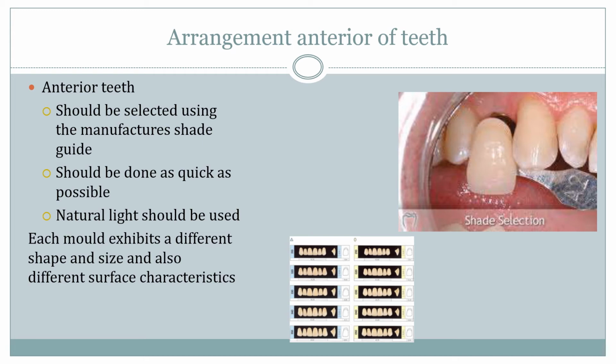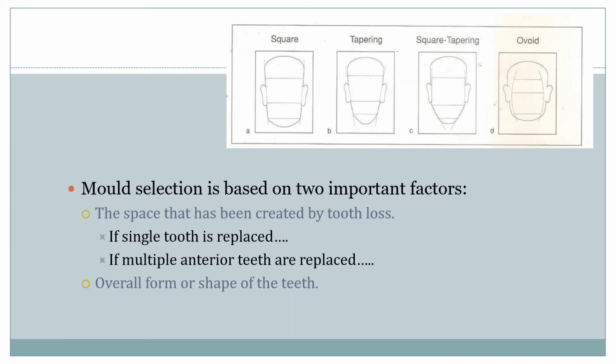So based on the shape of the face, we have four main different shapes that we see: square shaped faces, tapering shaped faces, square tapering faces, and ovoid faces. Based on the shape of the face, you are going to select the shape of the teeth also. That is why the mold selection is very important, and the teeth selection has to be based on the shape of the face.